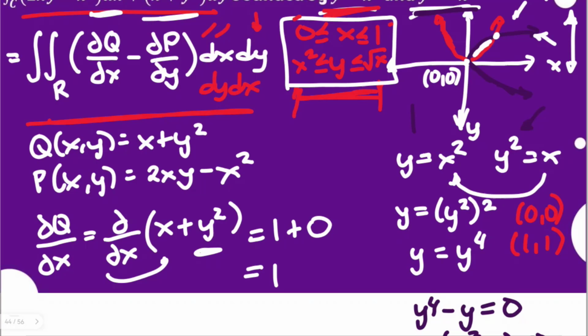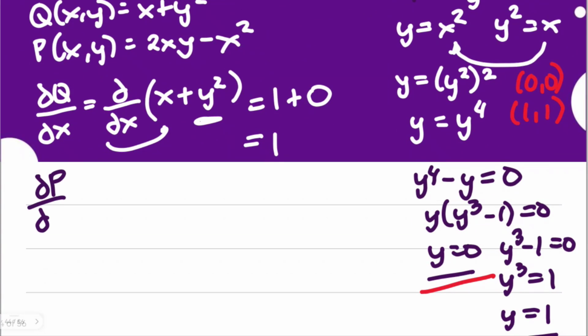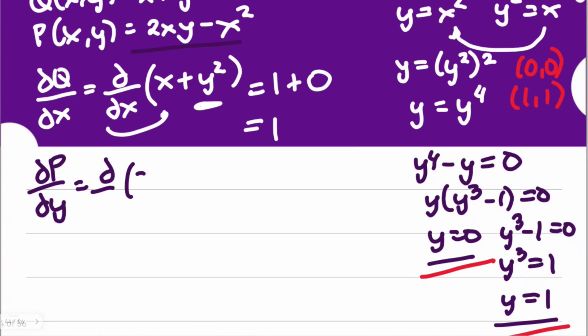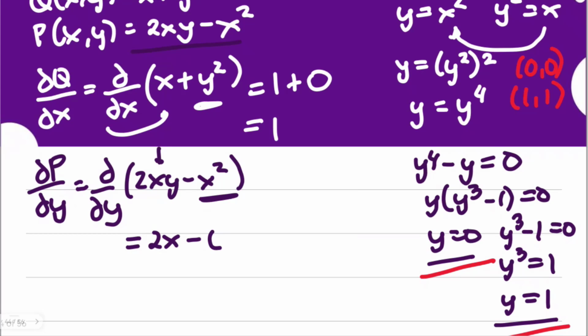Now, moving towards the second, which is this one here. The partial derivative of your p function, 2xy minus x squared, with respect to y. Again, at this point, x would be treated as constant. This would be constant. That would be constant. So with respect to y, your derivative here is 2x. And this will become minus 0, or simply 2x. So that's hopefully clear for this one here. Now we have this 2x.